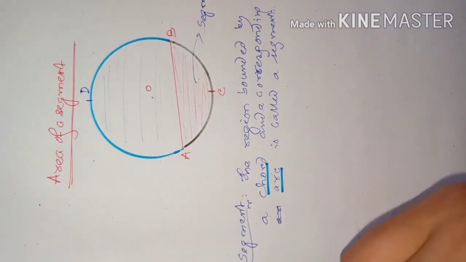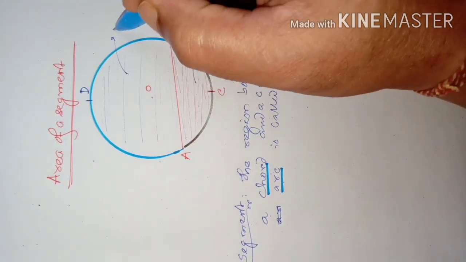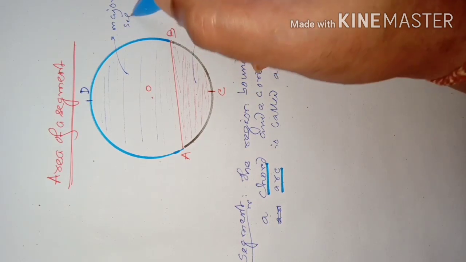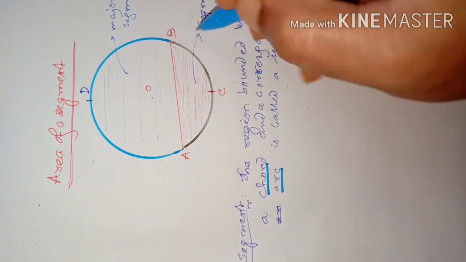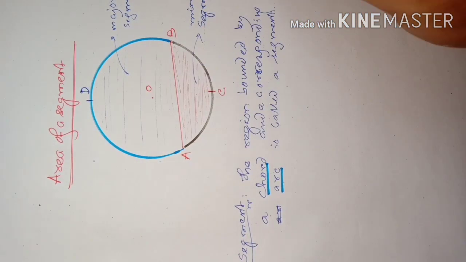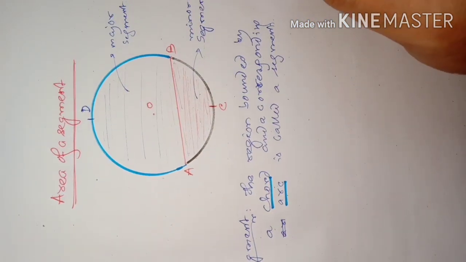One segment is smaller than the other. You can say this is the major segment, and the other one is the minor segment. You can call it minor, smaller than the other segment. That's why it is called minor segment. So, major segment, minor segment.